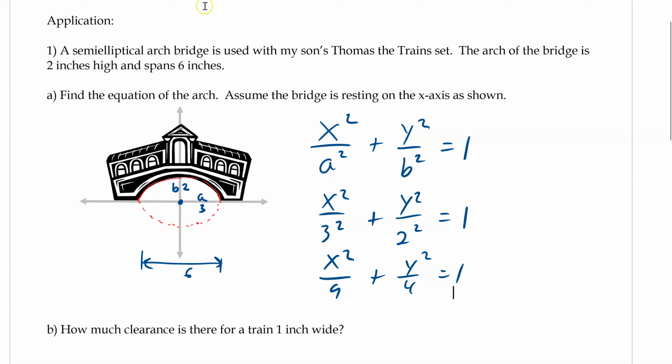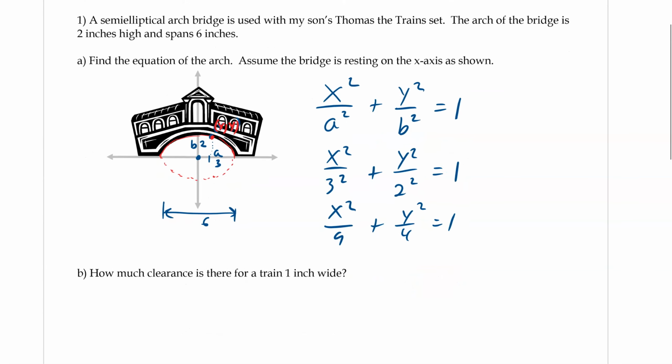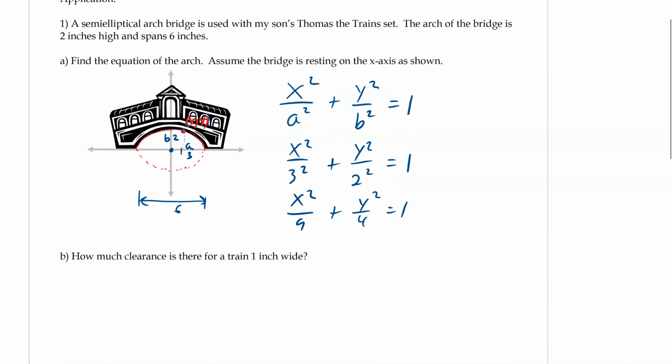And so what this gives us is the location of every single point here. As we move along, we know exactly every single x and y. So if I were to plug in some x value, like here, it would tell me my y value. So there's some x comma y there. Some x comma y on every single point of the graph. So the question is, how much clearance is there for a train that is 1 inch wide?